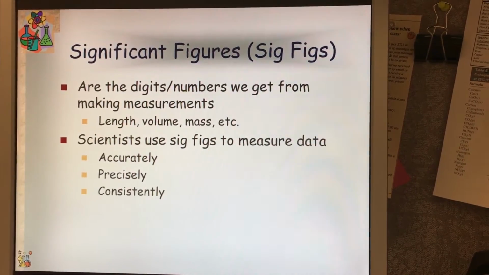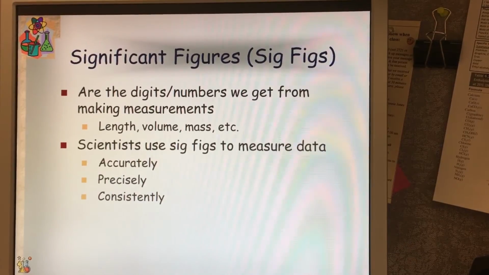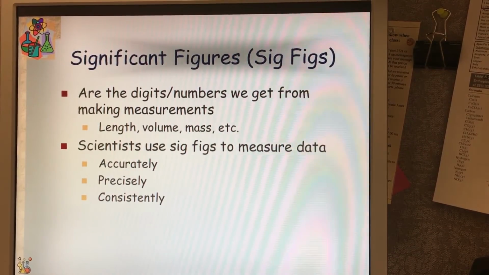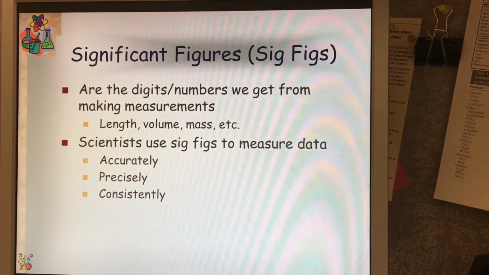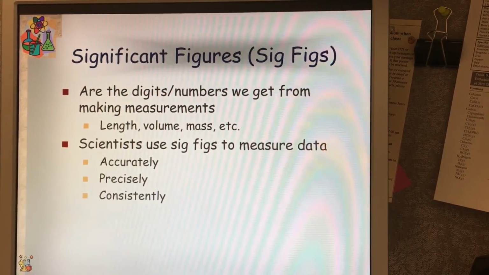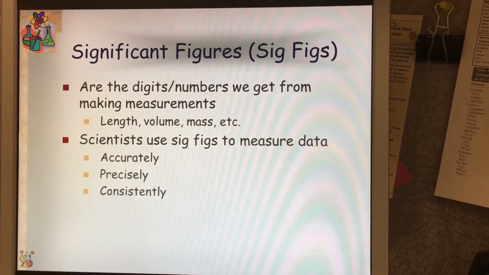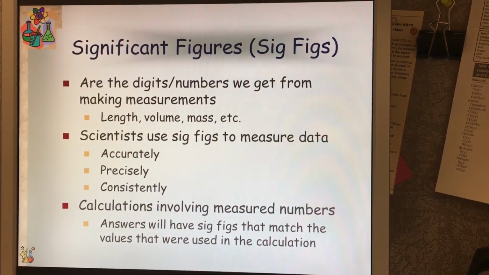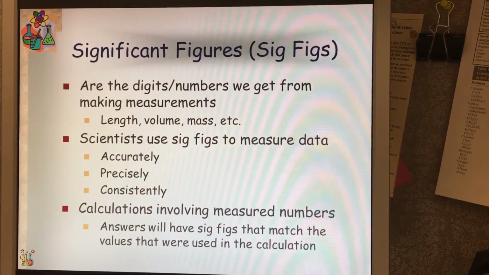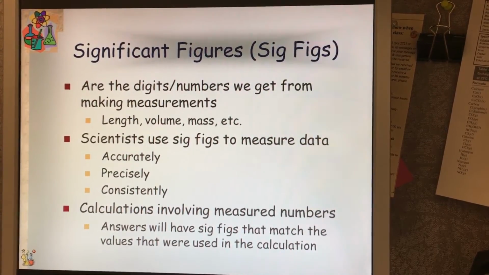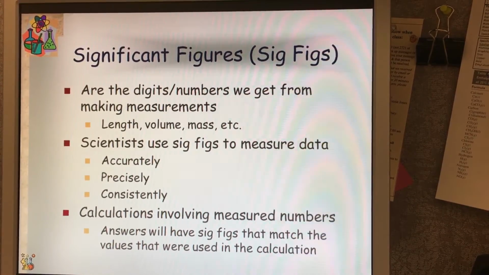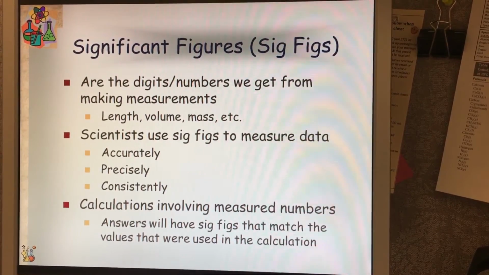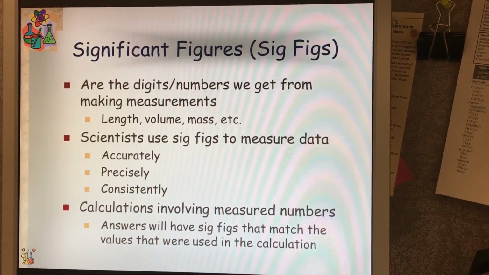They also use significant figures to make sure that they're measuring their data consistently. Whether it's one scientist or an entire group of scientists, when they use a measuring tool, they should get the same number of significant figures, so an accurate, precise, and consistently made measurement. Calculations that involve measured numbers that have significant figures will have answers that reflect the number of significant figures that were used in the original values to give a correct number of significant figures for the final answer in the calculation.